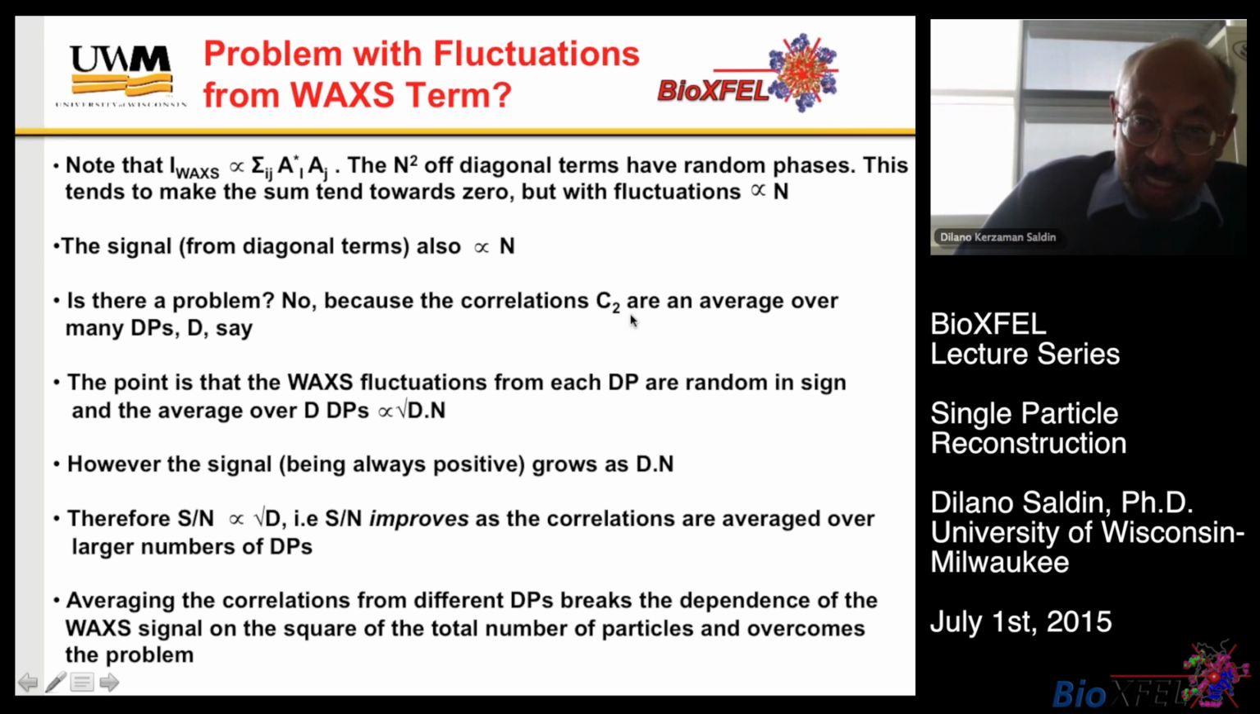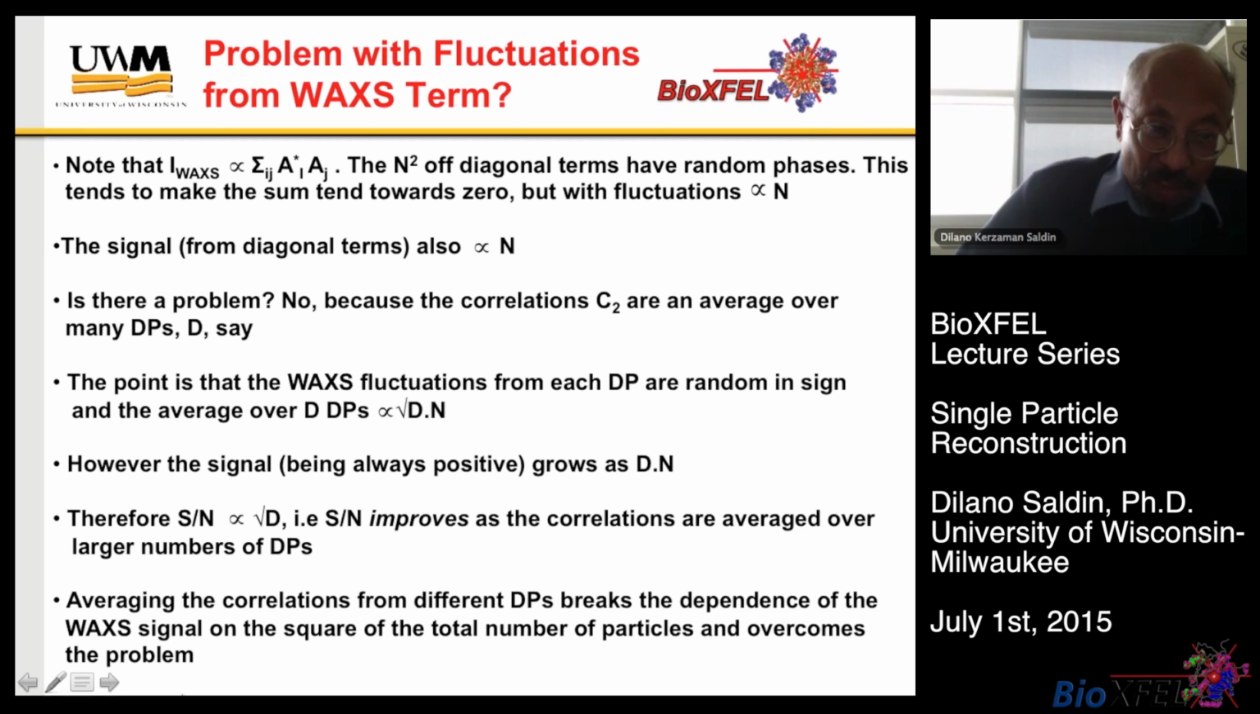No, because the correlations C2 are an average over many diffraction patterns. The point is that the wax fluctuations from each diffraction pattern are random in sign, and the average over d diffraction patterns goes up as the square root of d times n. However, the signal is always positive and grows as d times n. Therefore, the signal-to-noise ratio goes up as the square root of d, and the signal-to-noise improves as the correlations are averaged over a larger number of diffraction patterns.